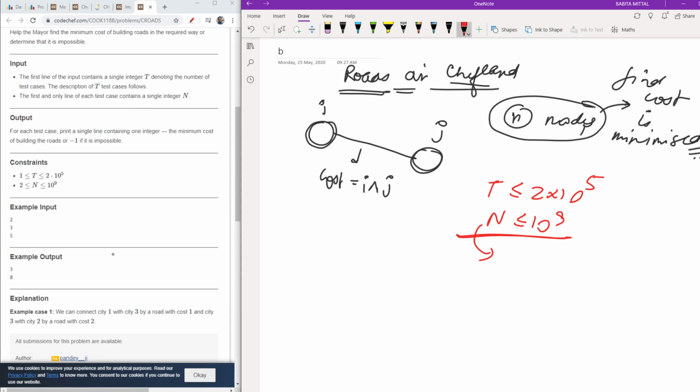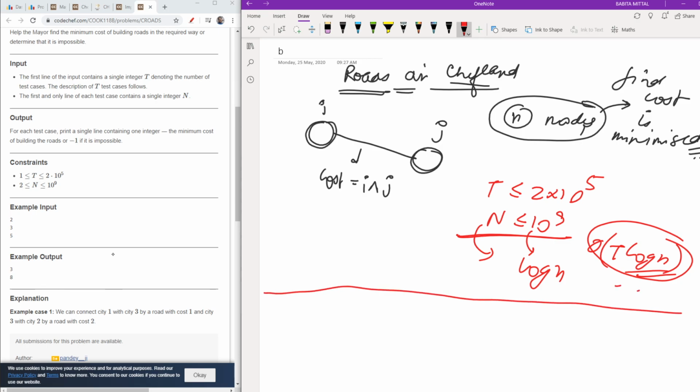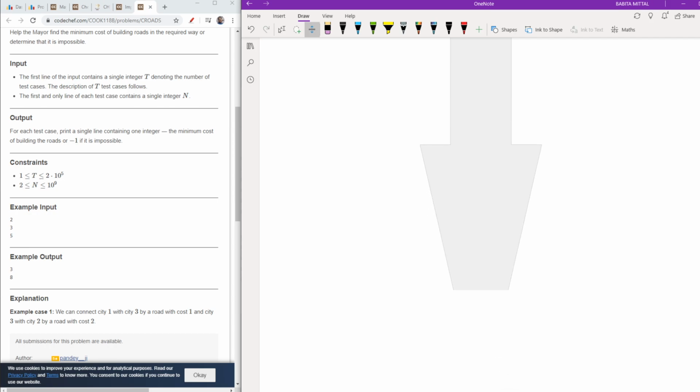The first thing we can understand is that I can use at most log n, because the final complexity will be t into log n. So I can use at max log n. That is the first thing I can say. And let's first of all take the example. Let's expand this. Yeah, now it is pretty cool.